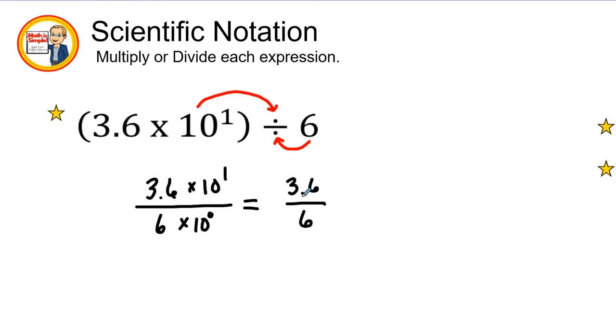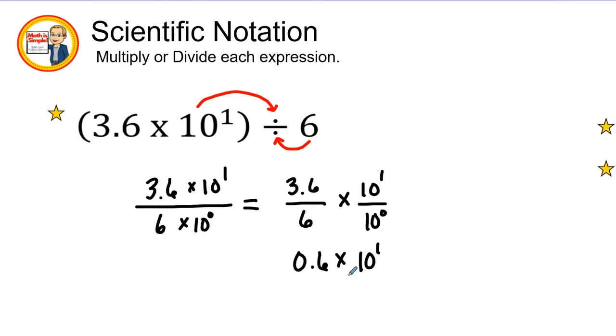So we have 3.6 divided by 6 times 10 to the first divided by 10 to the 0 power. Now here I'm going to be using the quotient rule. And here I'm just going to divide 3.6 divided by 6, which gives me 0.6 times 10 to the first, subtract 0, which is going to keep it 10 to the first.